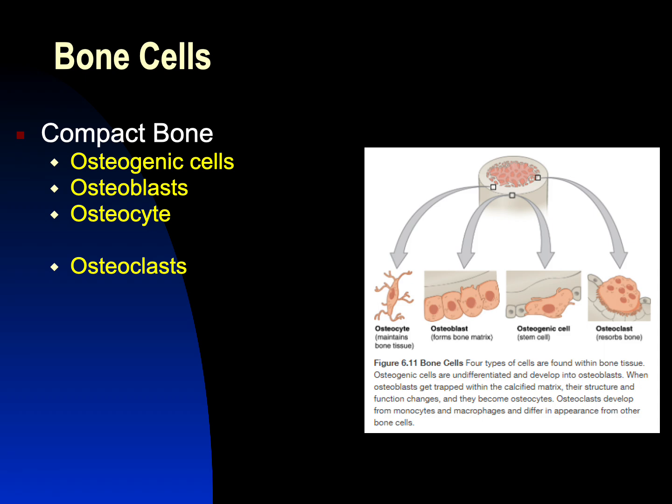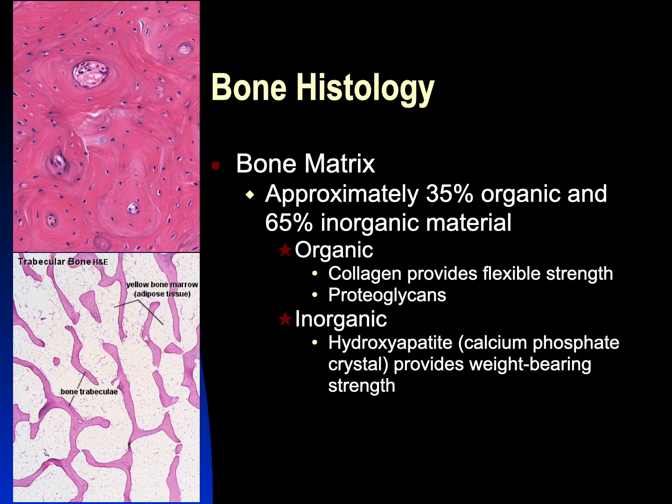But then if matrix needs to be removed, we also can generate cells called osteoclasts. And these can actually remodel bone by removing old bone tissue. And so bone matrix is 35% organic matter, which is going to be collagen fibers mostly, and some additional proteoglycans, which are proteins that have sugars attached to them. And then most of it is a calcium phosphate called hydroxyapatite, which forms the solid, weight-bearing portion, and gives it its strength against crushing.